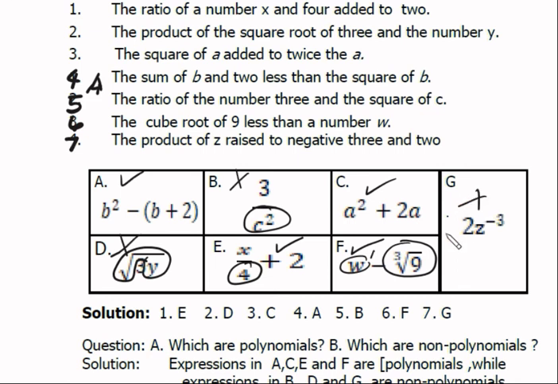In here, it's not. Why not? Because there is a variable z with a negative exponent. It's a no-no in the polynomial expression. This could be written also as 2 over z cube. So it's similar to letter B. So they are non-polynomials.